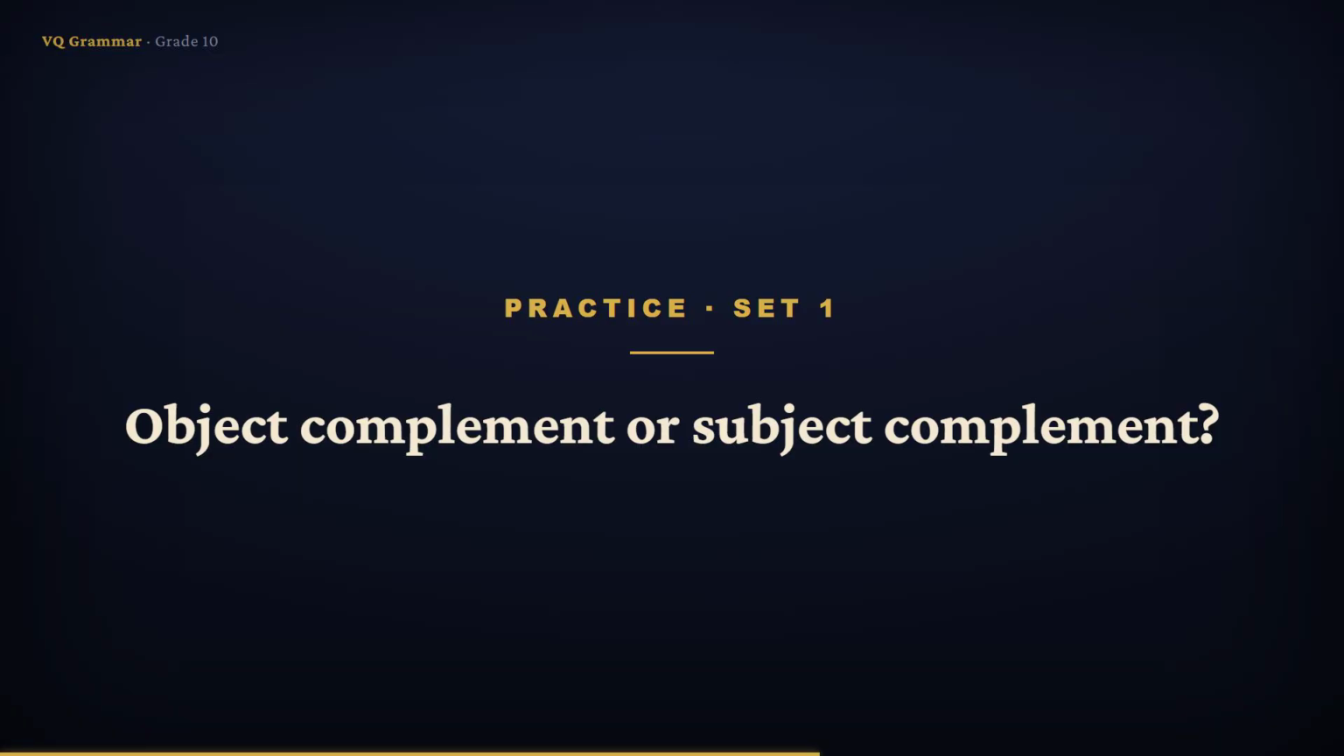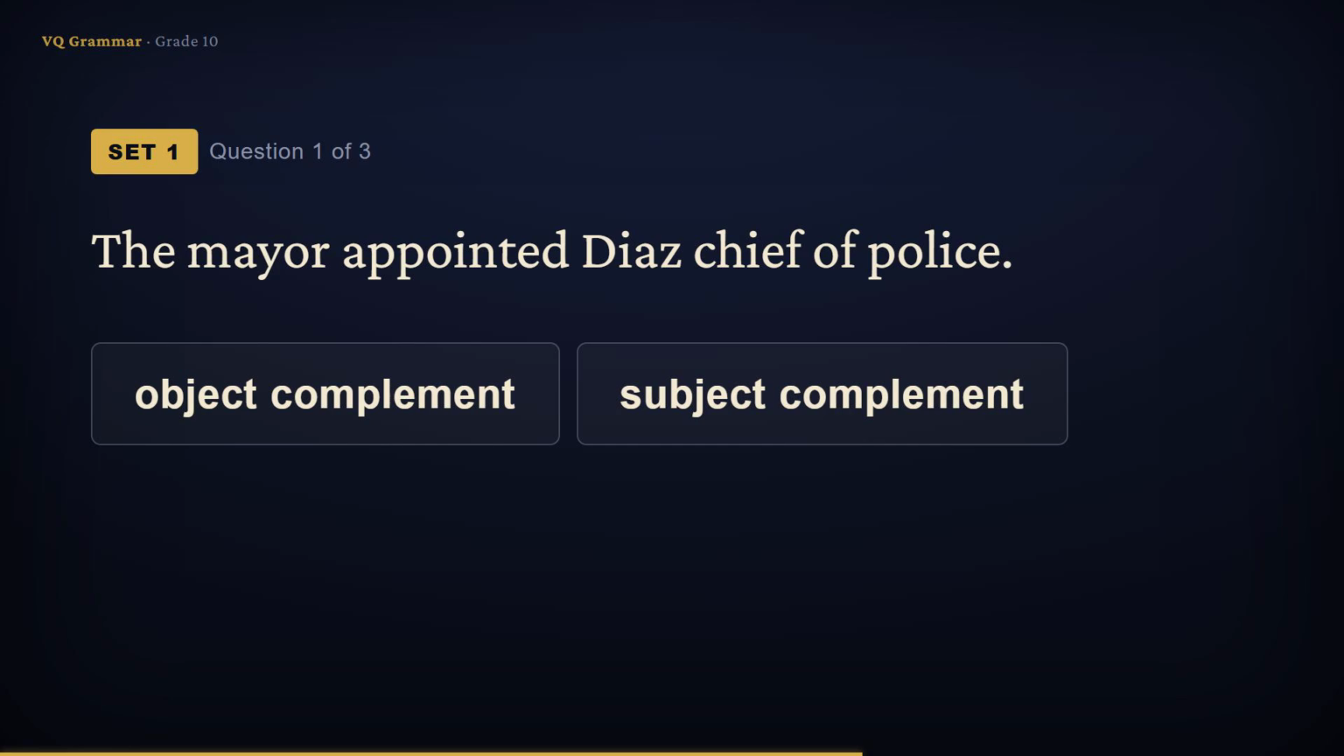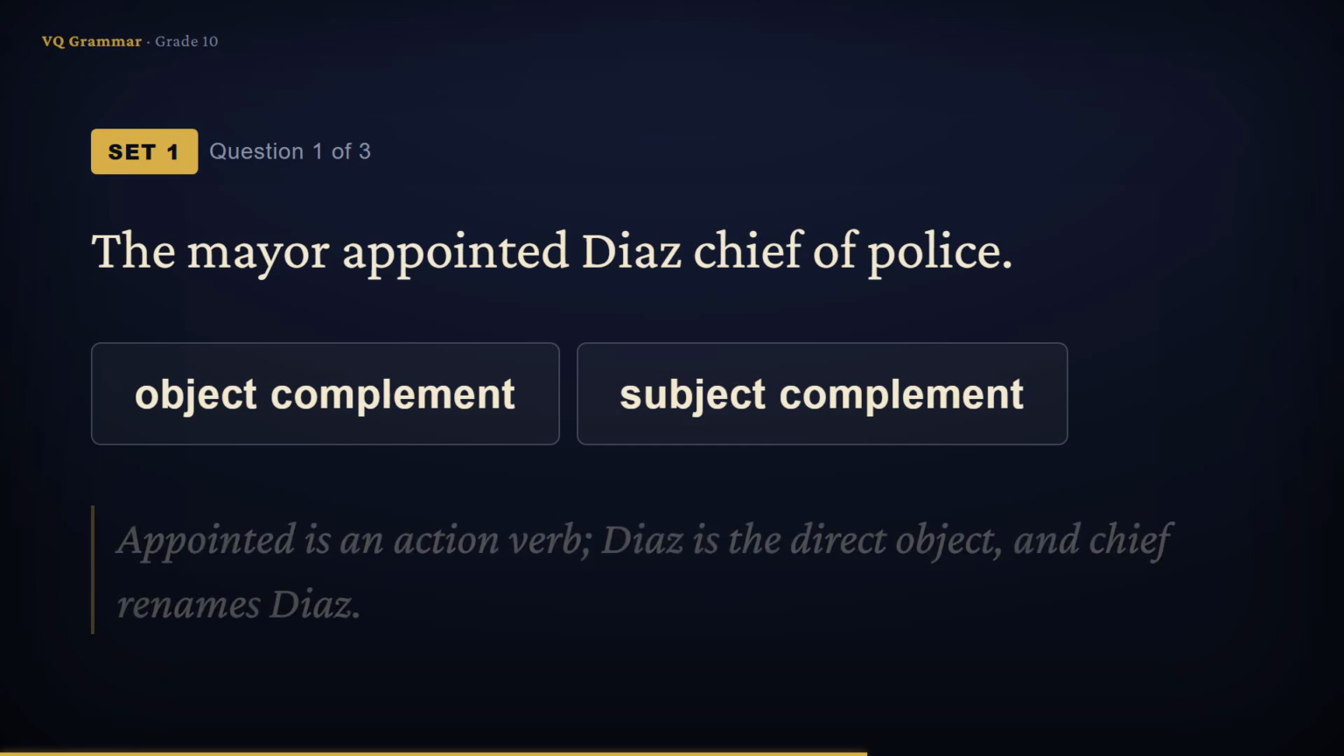In this first set, I'll give you a sentence with a complement in it, and you decide. Is it an object complement, pointing back to a direct object, or a subject complement, pointing back to the subject? Look at the verb first. Pause the video and choose before I reveal each answer. The mayor appointed Diaz chief of police.